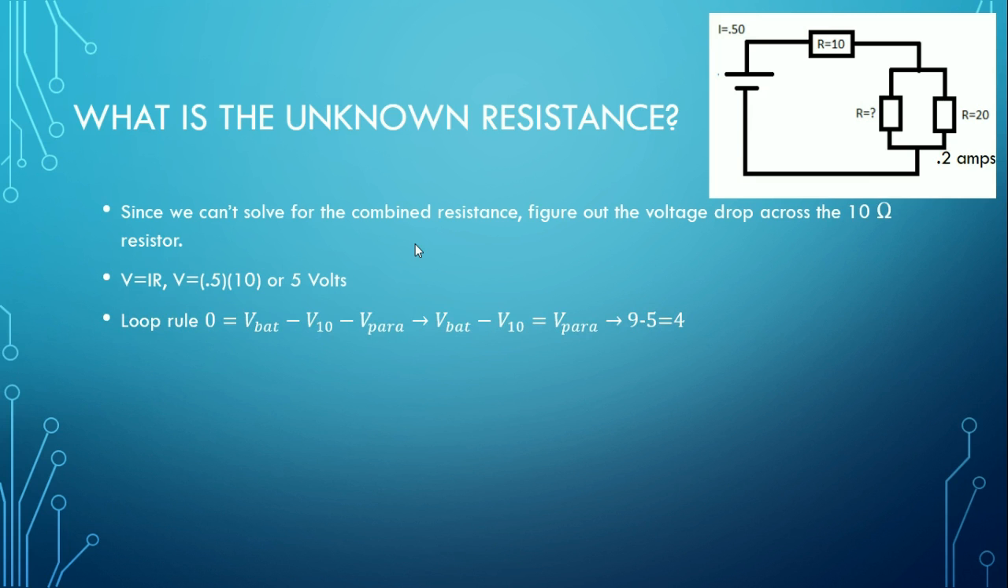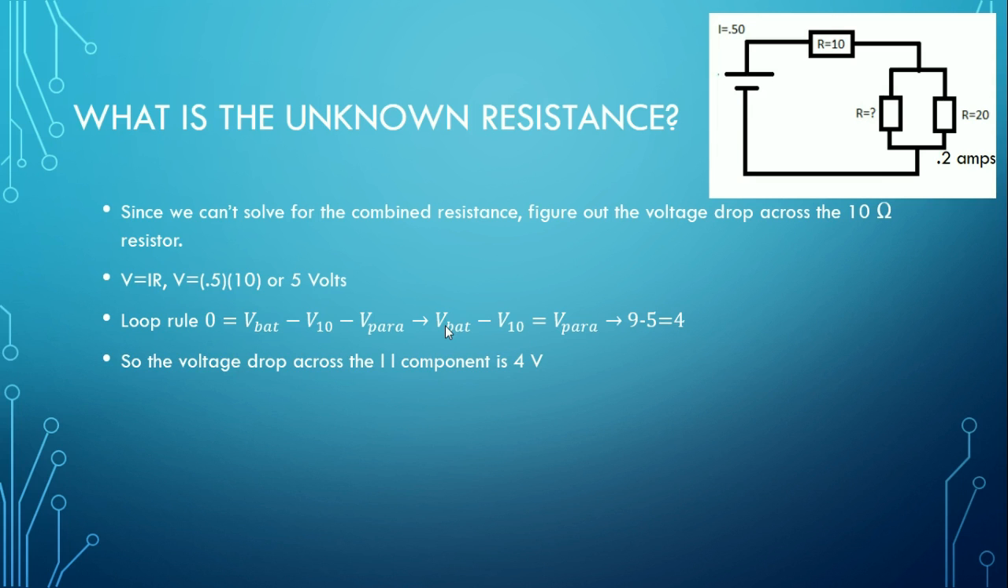And so if we say the battery is 9 volts, sorry, I forgot to label that on my diagram, the battery's a 9-volt battery. So using Kirchhoff's loop rule, 0 equals the voltage of the battery minus the voltage of this resistor here, minus the voltage of the parallel component here. So if we move parallel to the other side, voltage of battery minus the voltage of the 10 ohm resistor equals voltage of parallel. So 9 minus 5 equals 4. So the voltage across the parallel component is 4 volts.